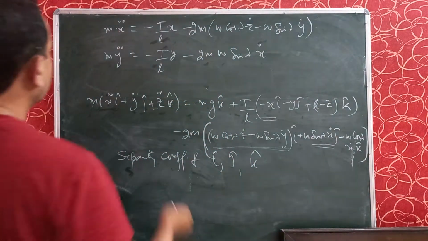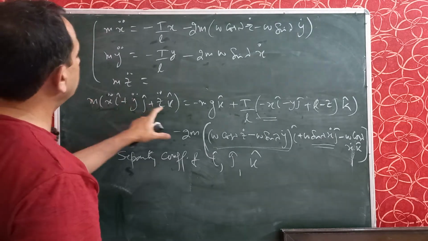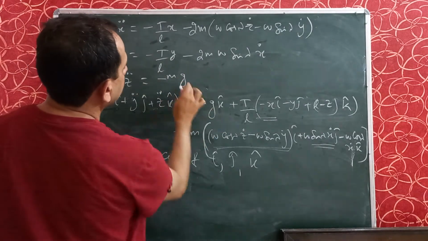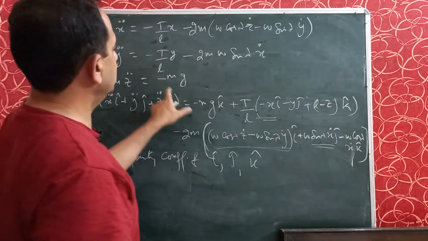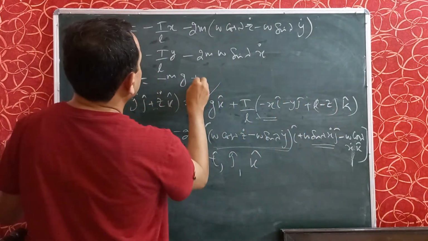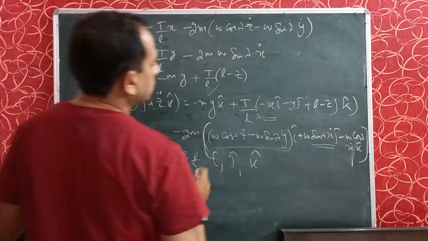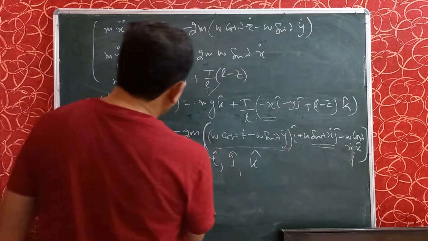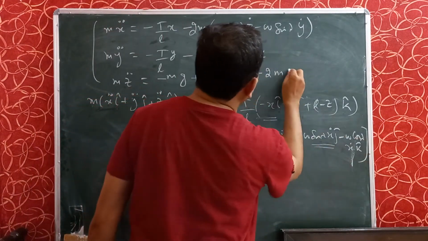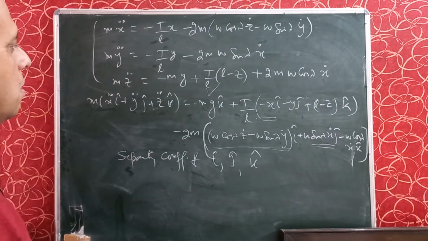Okay. And third one, we will compare k components on both sides. On the left hand side, it is m into z double dot. And on the right hand side, it is also k, minus m g into k. k is compared with k. So the coefficient is minus mg. Then T by L into L minus z, and last, minus into minus, plus 2m omega cos lambda into x dot. Okay.